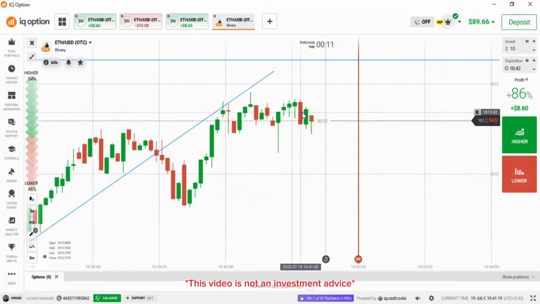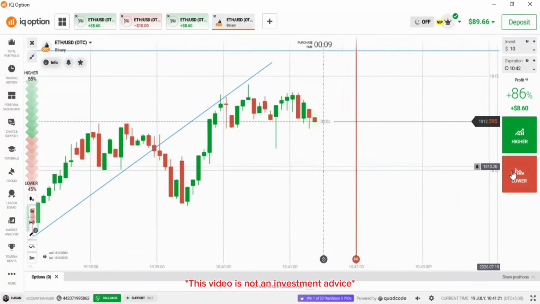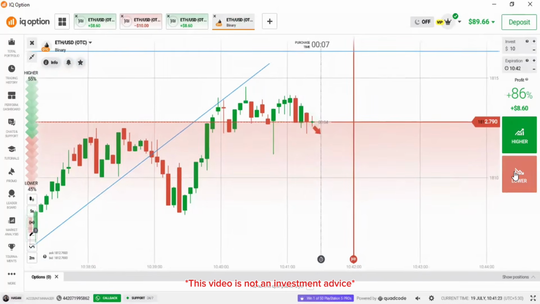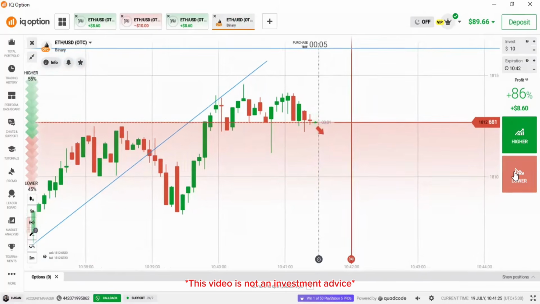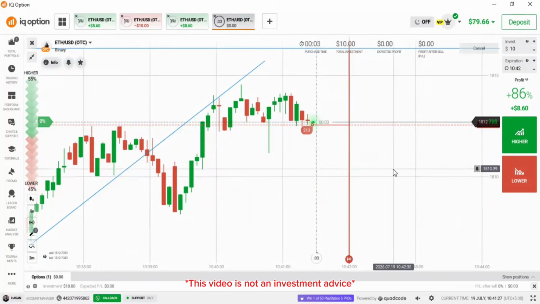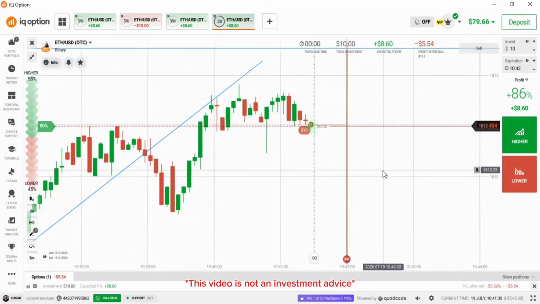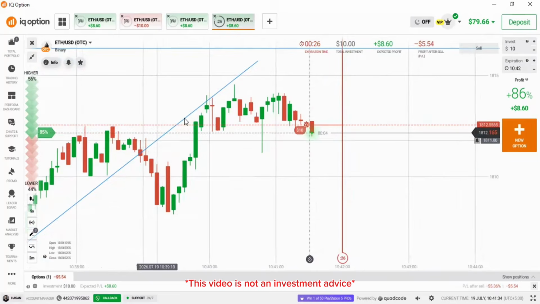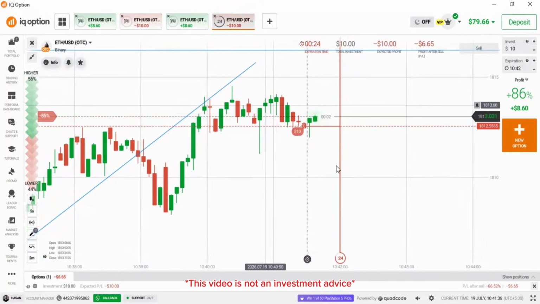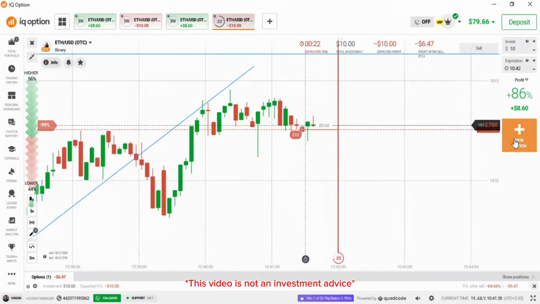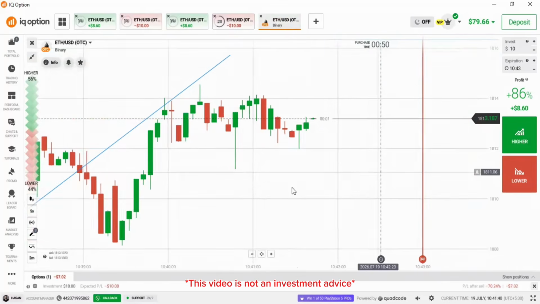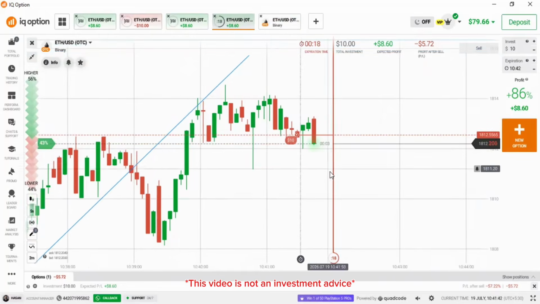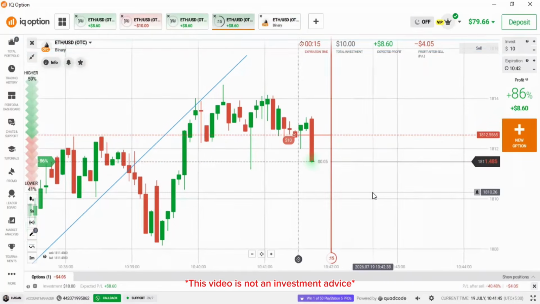I think it is getting support here. So I placed a lower option trade because the market is in a consolidation area. The market will make this type of consolidation area before going to reverse. That's why I placed a lower option trade. So it is a confirmed trade. I can win this trade easily.